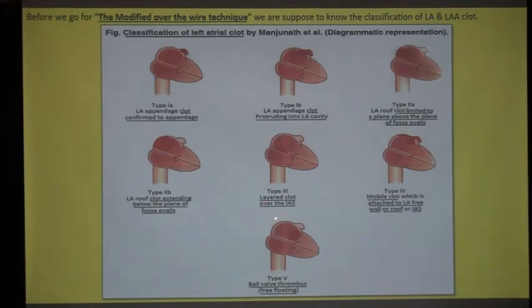Then type 3, layered clot over the interatrial septum. Type 4, mobile clot attached to left atrial wall or roof or interatrial septum. Lastly, ball valve thrombus. Here, this is the clot. During systole, it enters the LV, and during diastole, it goes back to atria.